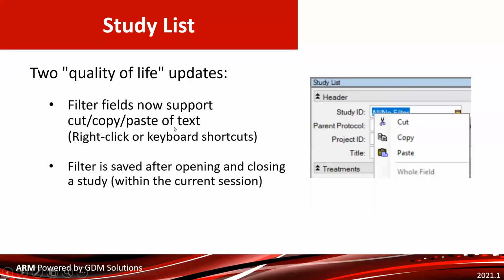Couple quick improvements to the study list. You can cut and paste into the filter fields. Before it was kind of clunky. And if you create a filter, open up a study to view it, and then you close that study to open the next one, that filter is saved and remembered. So you can quickly open a bunch of different trials as you're looking through and filtering.